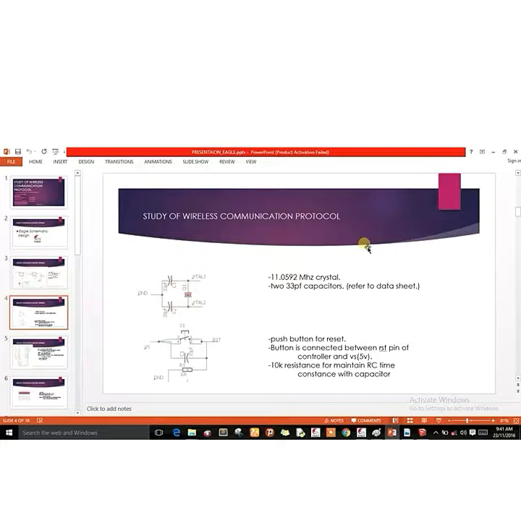Next one is the reset circuit. For resetting a controller, a push button is required. A push button is connected across the plus VCC supply and the reset pin of the microcontroller. A 10K resistance and a 33 picofarad capacitor maintain the RC time constant for the controller.